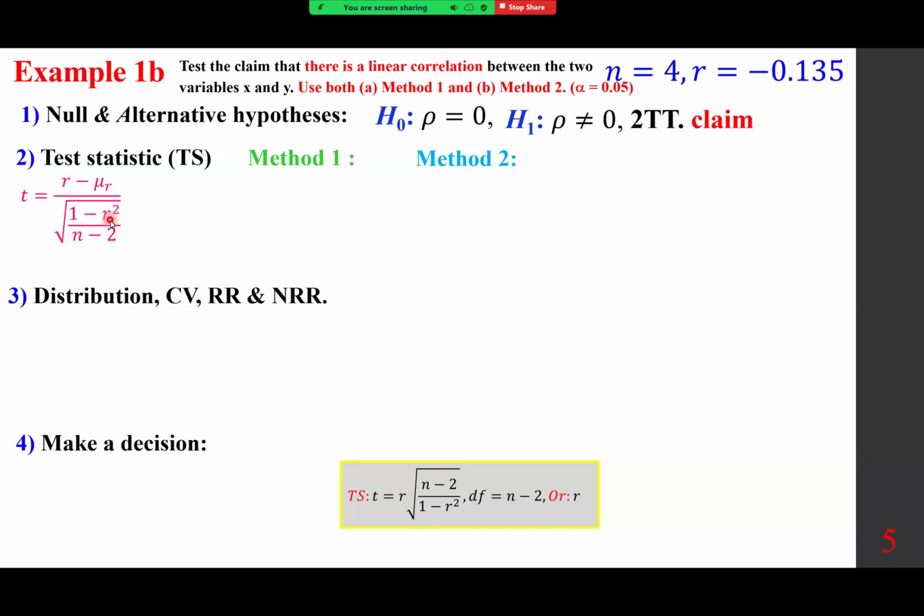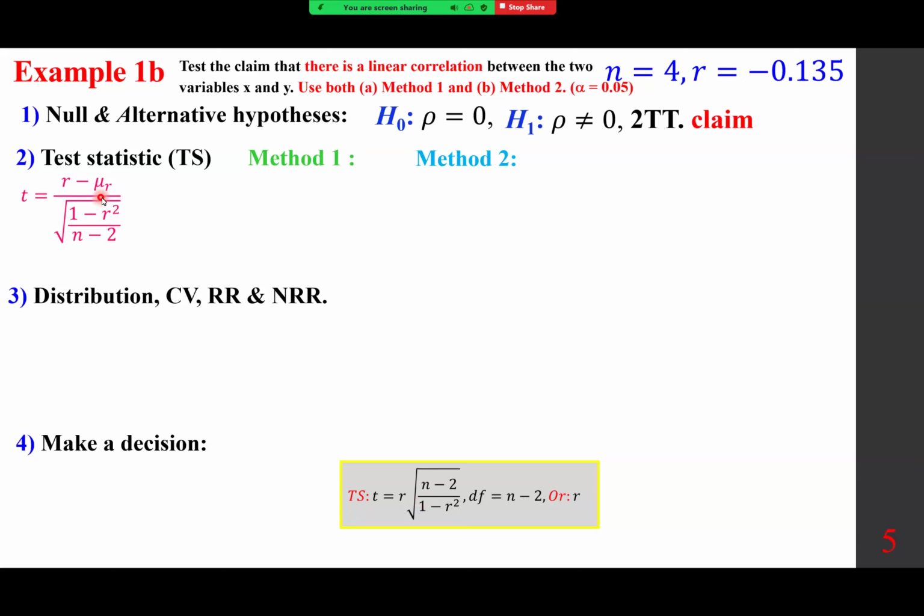By the way, mu sub r, just as before, means rho, comes from H0, and it's always 0. I'm writing this formula versus this formula depending upon the text. You don't have to write mu sub r. Again, mu sub r is rho. And I hope you can see that if you multiply the r by square root of n minus 2 over 1 minus r squared, it is the same as division by the reciprocal of that in this group. So please convince yourself these two are identical.